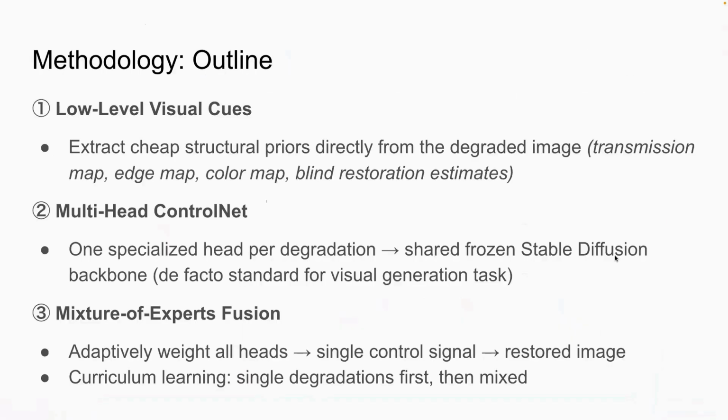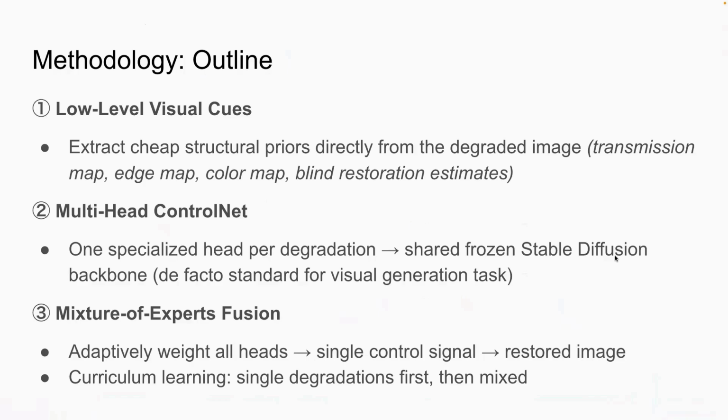Now we come to the methodology, and we have primarily three modules to talk about. One is the low-level visual cues that we have just touched on in the previous slides, that is, how can we obtain some integrity preserving structural and compositional priors from a given degraded image. It could be transmission maps, it could be edge maps, it could be color maps, and it could be some blind restoration estimates that can be used to guide the controllable restoration process.